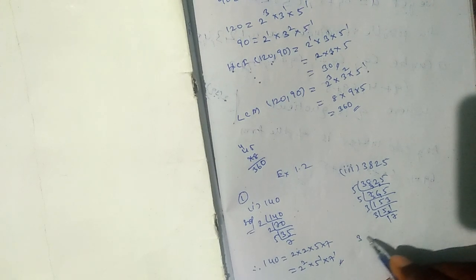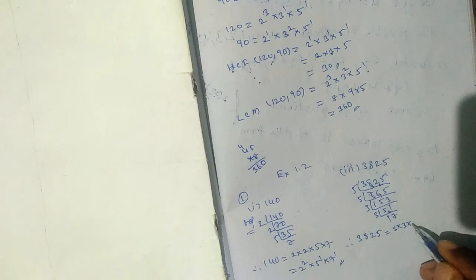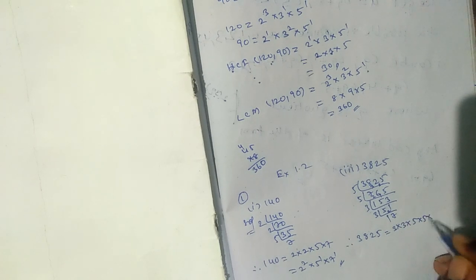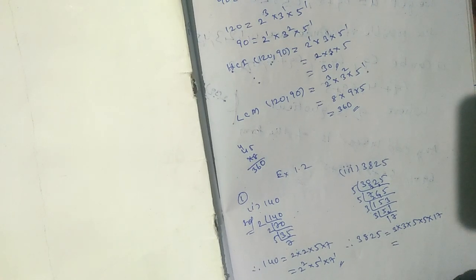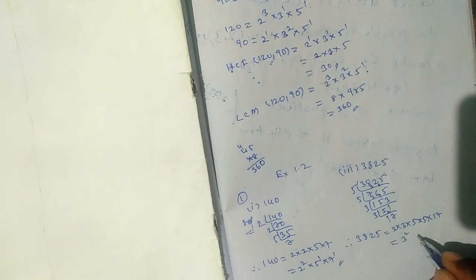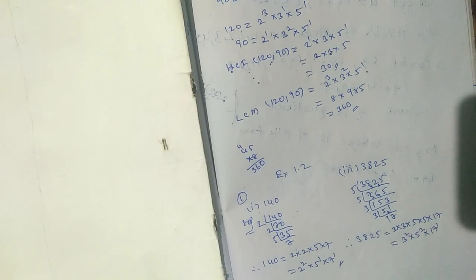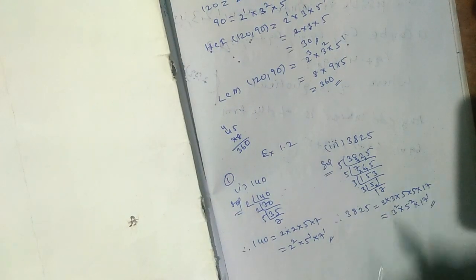How can you express this? Therefore 3825 is equal to 3 into 3 into 5 into 5 into 17. Why should I write like this? Everyone's answer should come out the same. That's why I wrote it in ascending order. So 3 square into 5 square into 17 power of 1. This is the solution of the third problem.